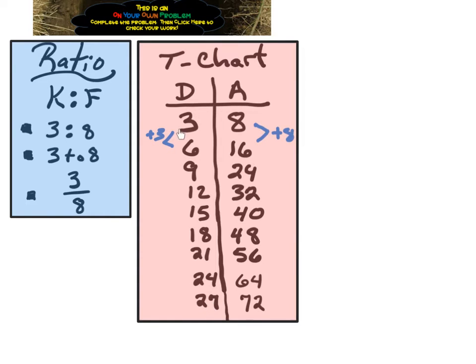Now, another thing you could have done that would have been quite a bit quicker is you could have just gone 3 and then gone times 9, right? And that would give you 27.